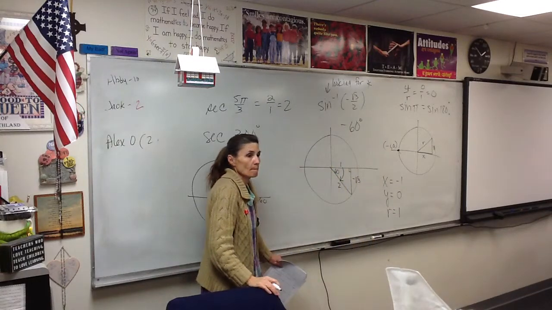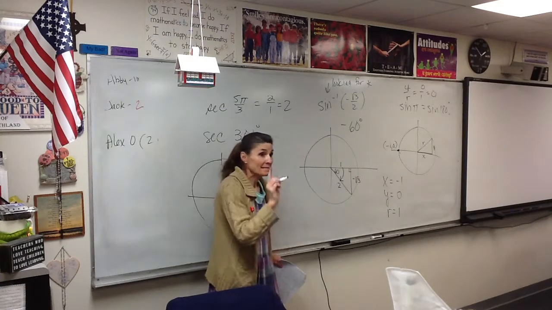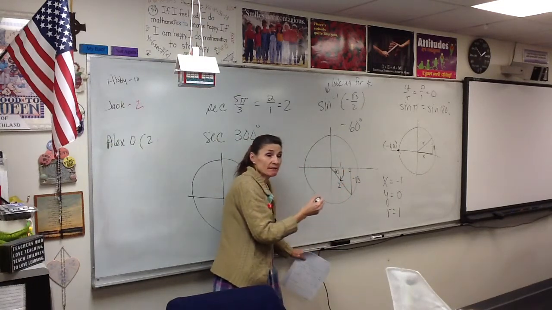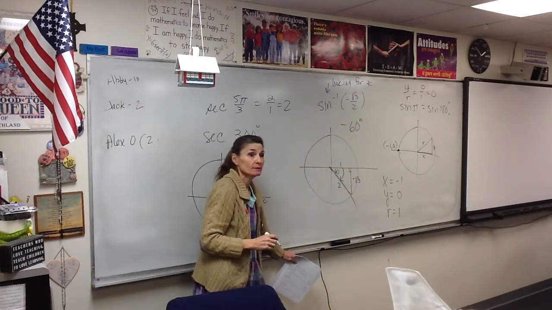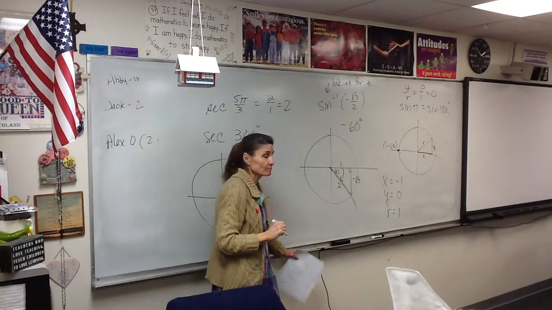Confused on the negative part? Why it's negative 60? Well, because I went down to get that. This is the angle right here. I went down to get it. And so when it goes down, it's negative. When it goes up, it's positive.